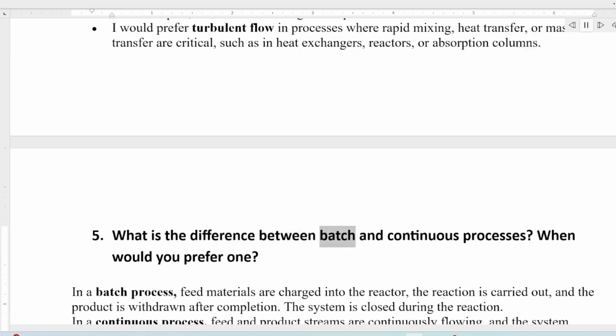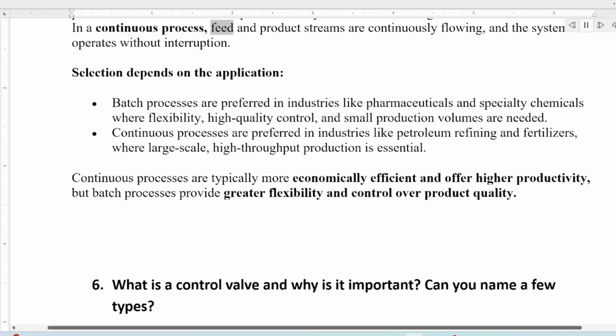What is the difference between batch and continuous processes? When would you prefer one? In a batch process, feed materials are charged into the reactor, the reaction is carried out, and the product is withdrawn after completion. The system is closed during the reaction. In a continuous process, feed and product streams are continuously flowing, and the system operates without interruption. Selection depends on the application.